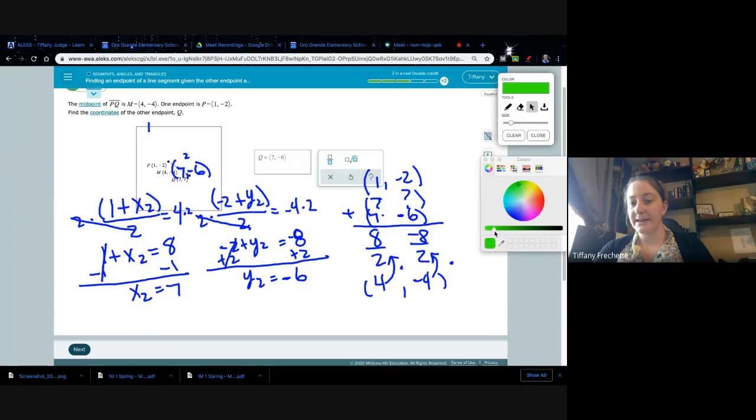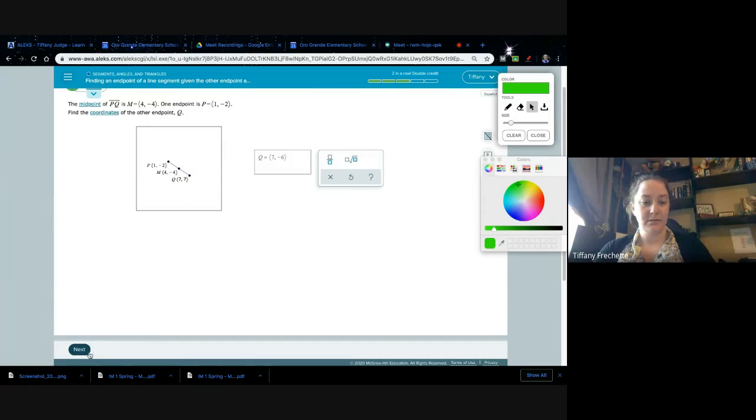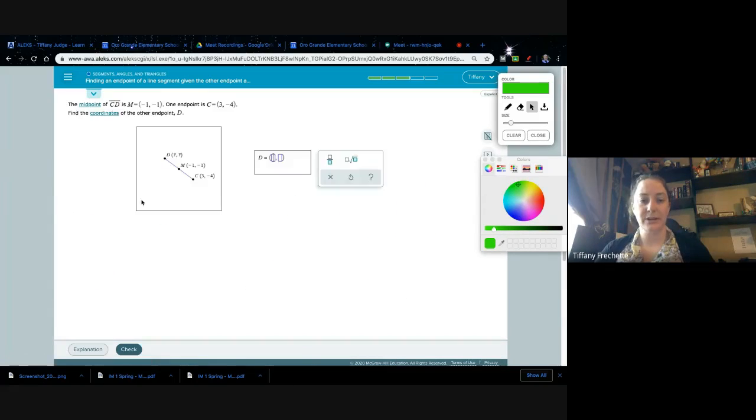All right, let's do the next one in green. This should be our last one here. All right, so we'll do it one more time with both of these. So we have point 1, helps if I turn my pen on, point 1, point 2, and this is the midpoint. So we have x1, we don't know it, it's a question mark, plus x2, which is 3, divided by 2, and that's going to give me the x coordinate of my midpoint, negative 1.